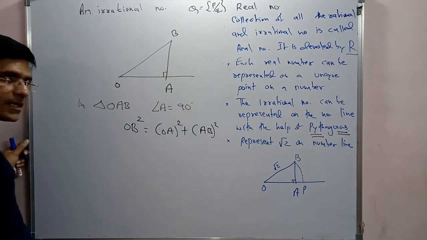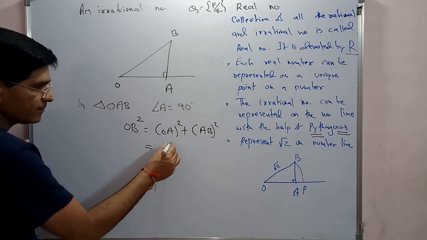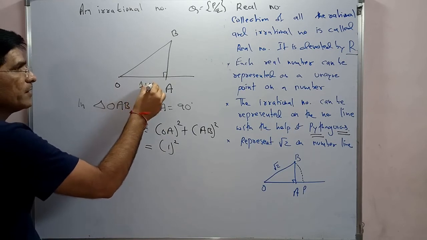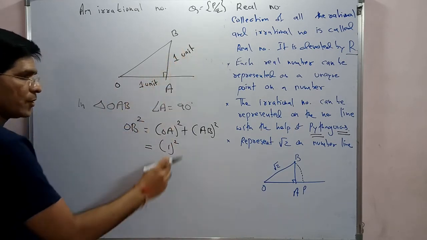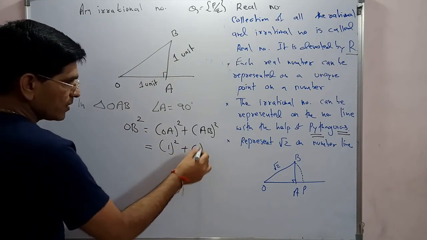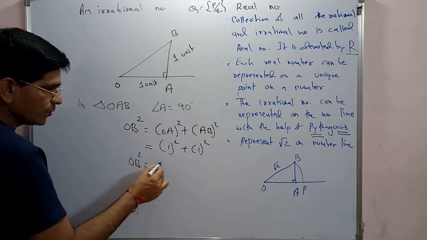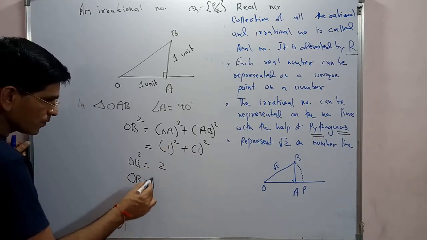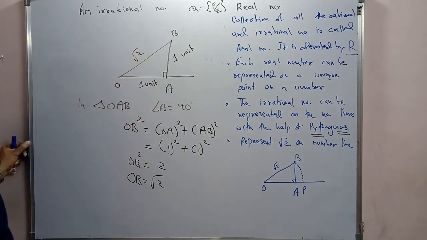हम लोग कैसे रिप्रेजेंट करेंगे root 2 को नंबर लाइन में? तो first of all I will take one unit here. If I take OA is equal to 1 unit, again here is also 1 unit. So 1 square plus 1 square, OB square is equal to 2. 1 plus 1, 2. So OB is equal to root 2. Means here we have got root 2.